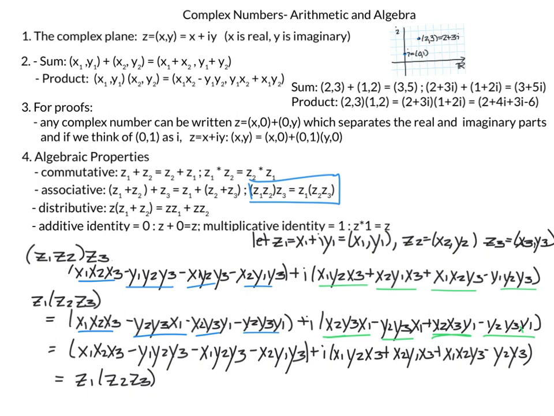So in particular, our z1 times z2 times z3, with z1 and z2 done first, is equal to z1 times z2 times z3 with the multiplication of z2 and z3 done first. Oops, I did this wrong.